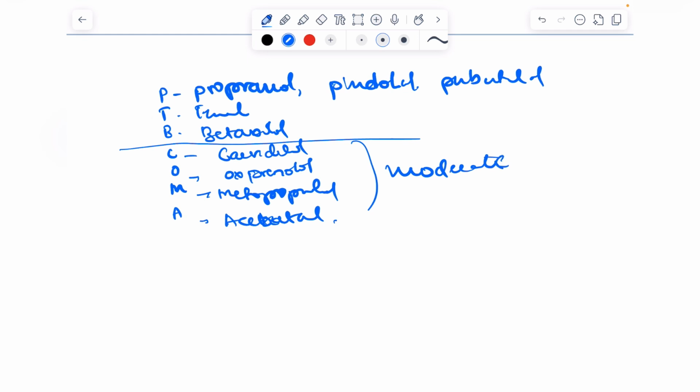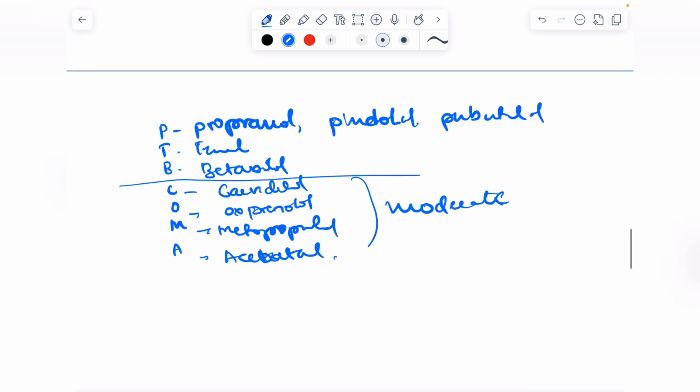These high to moderately lipid soluble drugs are absorbed rapidly, and they cross the blood brain barrier readily, very easily, and they cause CNS symptoms like depressed mental status, coma, seizures, delirium, and psychosis. These are all the CNS symptoms of possible beta blocker toxicity.